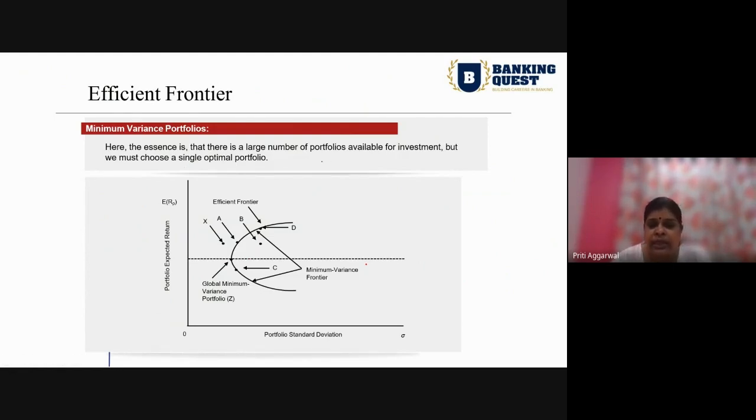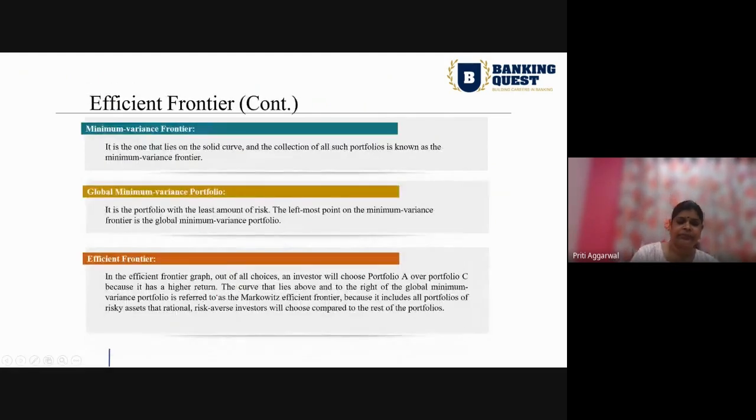Here the essence is that there is a large number of portfolios available for investment, but we must choose a single optimal portfolio. So there are different portfolios on the efficient frontier, and if there is A and there is a portfolio C, which is at the same level of risk but giving different levels of returns, we'll always prefer A. So this is the minimum variance frontier, and this point is called the global minimum variance portfolio. This is what I have already shown you through an Excel and through the chart.